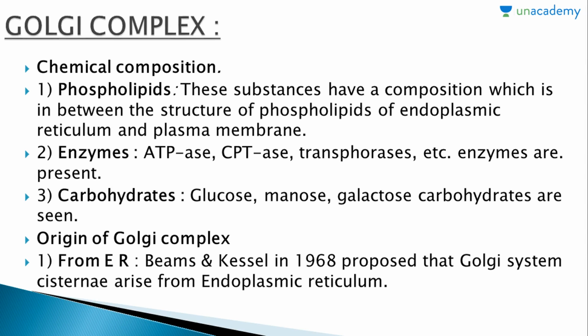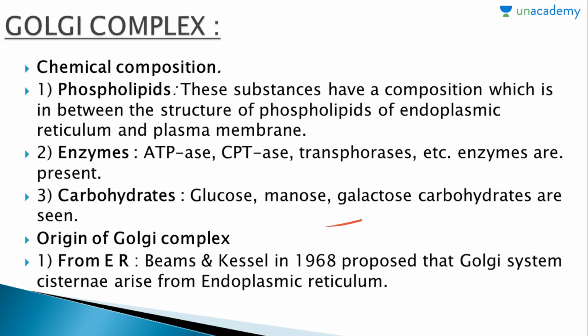Now we'll move towards the chemical composition of the Golgi complex. First of all, it contains phospholipids. These have a composition in between the phospholipids of the endoplasmic reticulum and the plasma membrane. Enzymes such as ATPase, CPTase, transferases, etc. are present. Carbohydrates are also present, in which glucose, mannose, galactose, etc. are seen.